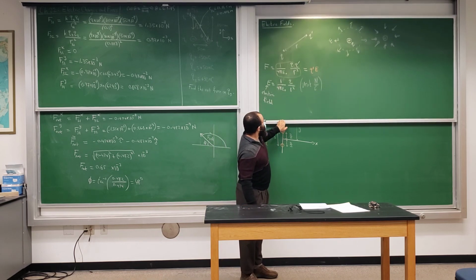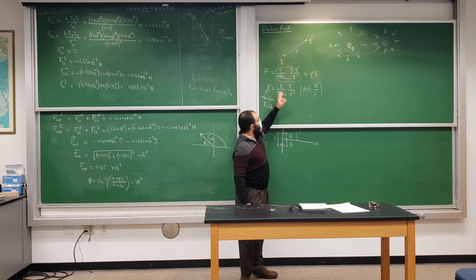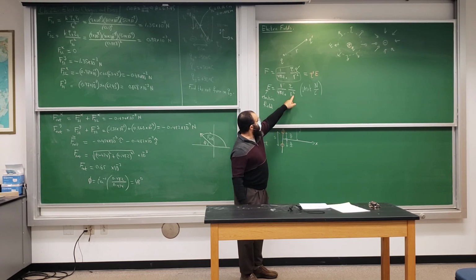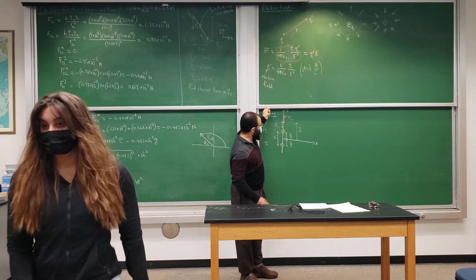Because here's the formula for electric field. It's 1 over 4 pi epsilon naught, that's a constant, times Q, okay? But then you have to divide by the distance from the charge to the position where you're calculating the electric field, distance squared. So if R is larger, then it would be smaller.